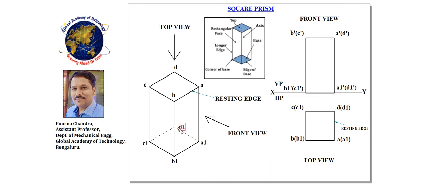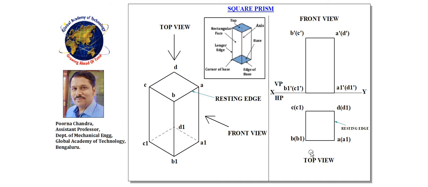Next, below, what do we have? Behind A1, I have D1. So A1 dash bracket D1 dash, and this is at the bottom. Similarly, B1 dash bracket C1 dash. Understood? So like this we can name this. The naming will be done like this.